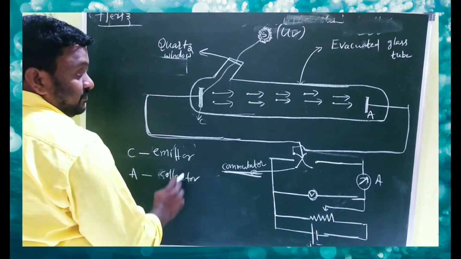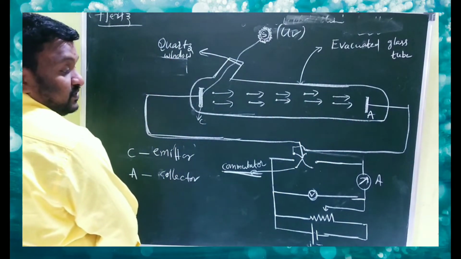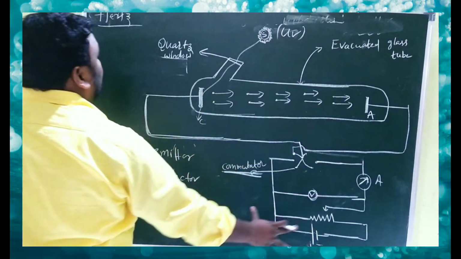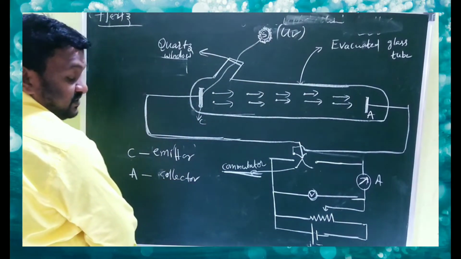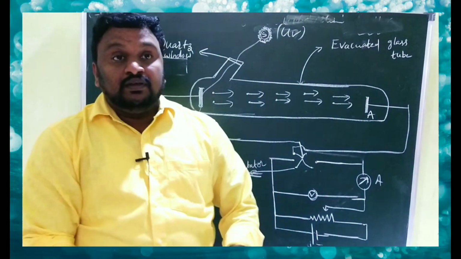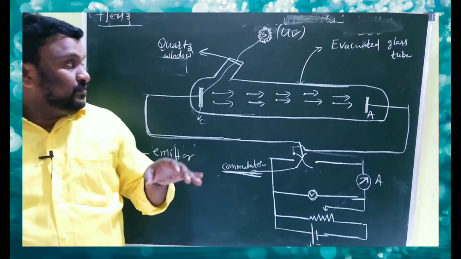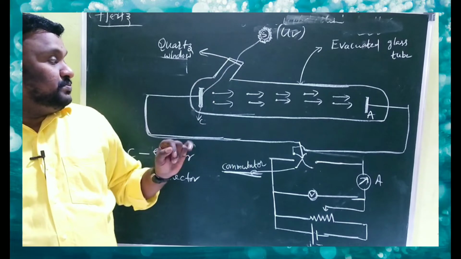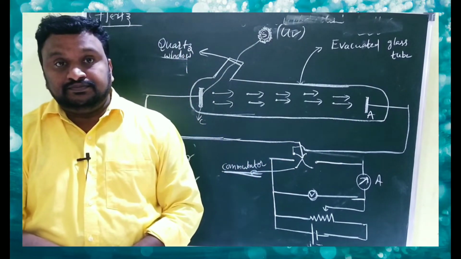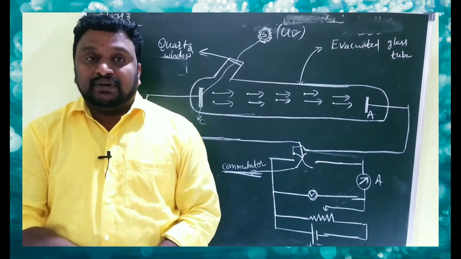Simply, this is C and this is A. The entire thing should be like this. This is the experimental setup for the photoelectric current. Clear, children? The next thing is that you have to learn this very clearly: quartz window, emitter and collector. So here we have to guess what will happen.